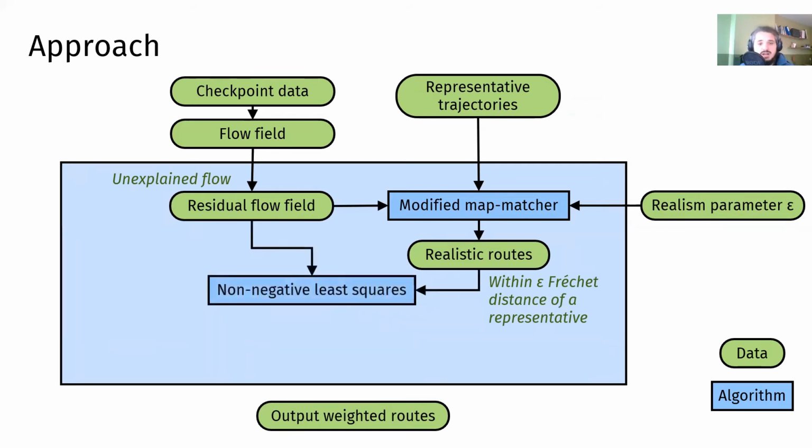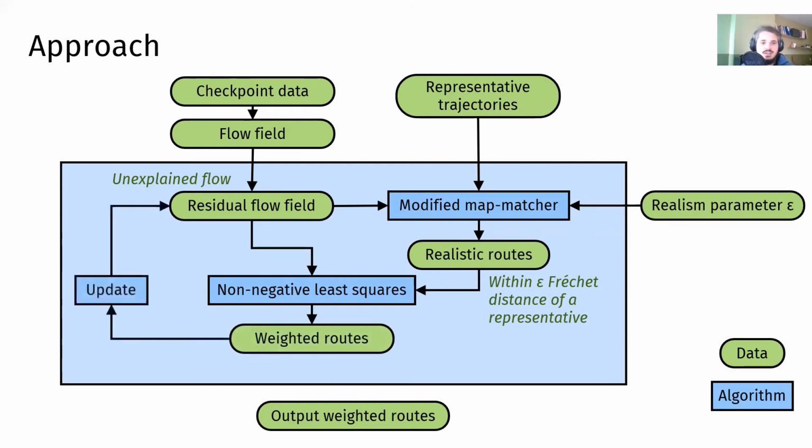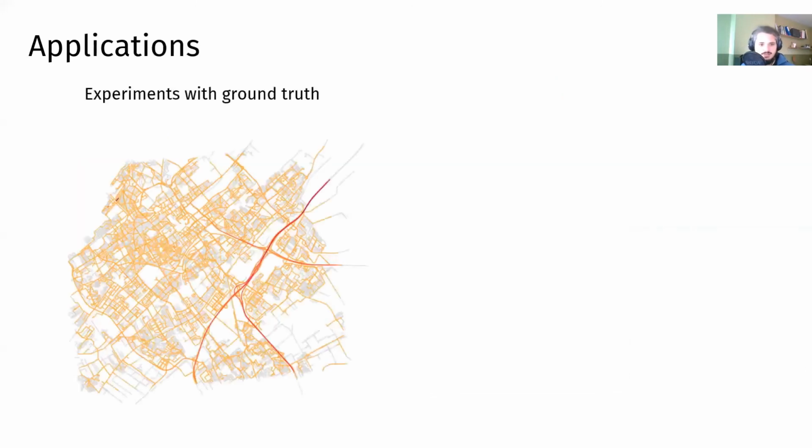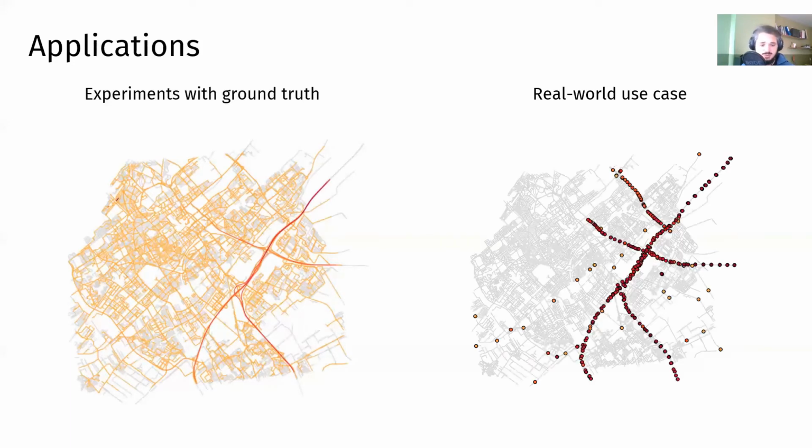So we combine this residual flow now with the realistic routes, and we apply non-negative least squares to get to our weighted routes. Now with these routes, we can update our residual flow field and then repeat this whole process. And then after a fixed number of iterations, we simply output our weighted routes. So to see how well this works, we are going to look at some applications. In particular, we have some experiments with a ground truth, and then we look at a real-world use case.